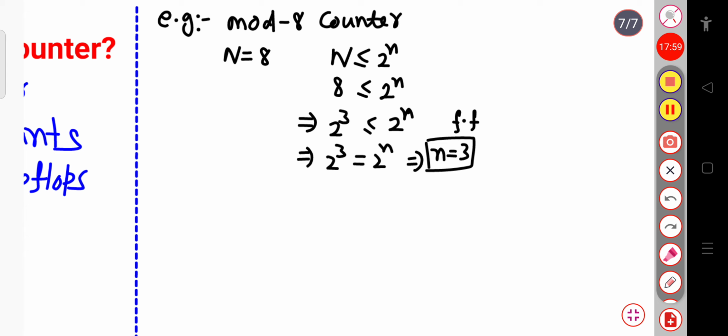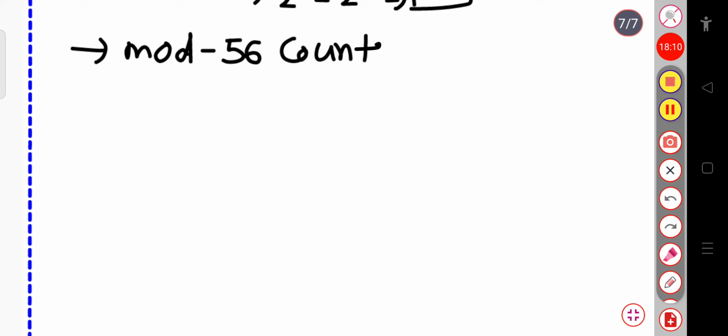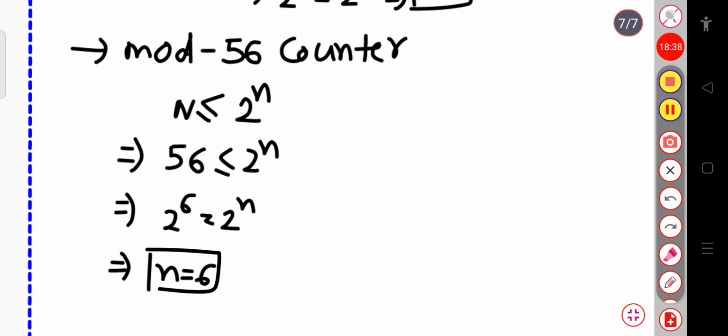So for that, suppose this is a mod 56 counter. To make a mod 56 counter, our condition is that N should be less than or equal to 2 power n. It means that N equals 56 here, this is a mod 56 counter, so that implies 56 should be less than or equal to 2 power n. So 56 can be written as 2 power 6. So 2 power 6 is equal to 2 power n. That means n equals 6. So we need 6 flip-flops to design a mod 56 counter.